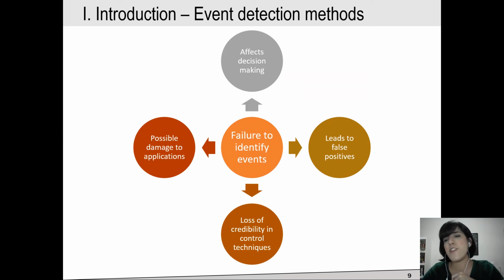So the improper selection of a detection method can lead to failure to identify time series events, and in turn, failure in event detection can affect decision making or lead to false positives. And with this, there is a loss of credibility, for sure, in the use of control techniques and possible damage to applications.